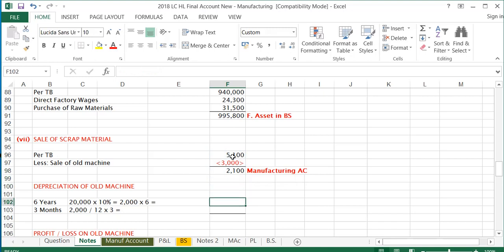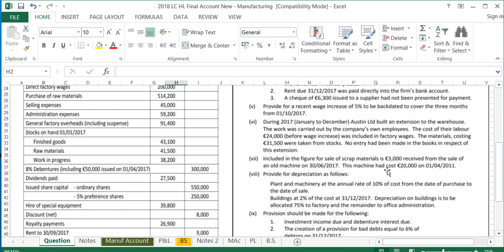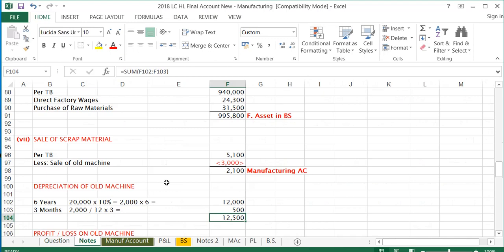I now have to work out the depreciation of the old machine. Well, the cost of the old machine was 20,000. The depreciation rate on machinery is 10%, and I had it for 6 full years, so I multiply it by 6, so that gives me 12,000. Now the 3 months, if it's 2,000 for a year, if I get 2,000, divide by 12, multiply by 3 is 500. So it's 500 for the 3 months, which gives me total depreciation of the old machine of 12,500. And it tells us in the question that the depreciation of plant and machinery is 10%. That's where the 10% is coming from.